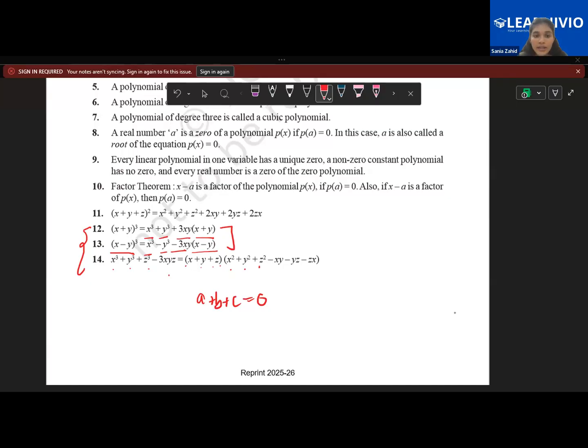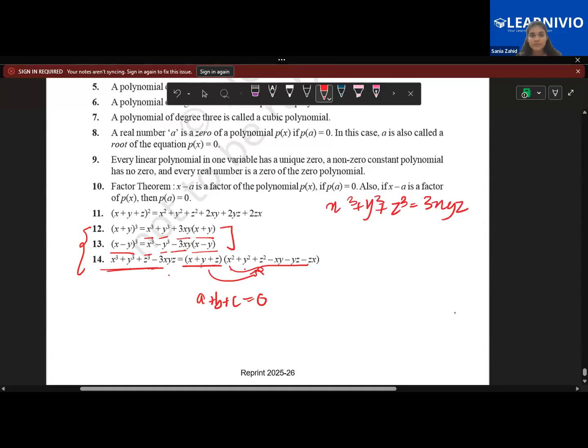Focus here, children. So a plus b plus c is 0. So what happens? Now this entire term will become 0, because if this thing is 0, then 0 multiplied with this entire thing is 0. So this is equal to 0. So x cube plus y cube plus z cube will be equal to 3xyz. Now you can write this in terms of xyz or abc. That's the same thing. Right.